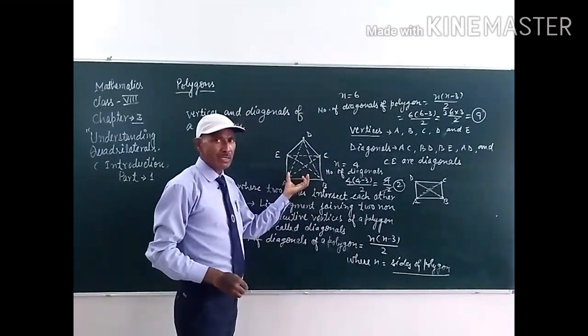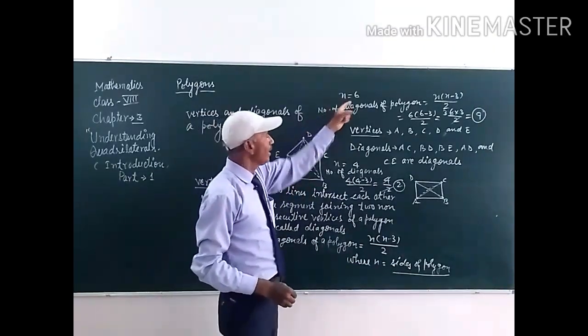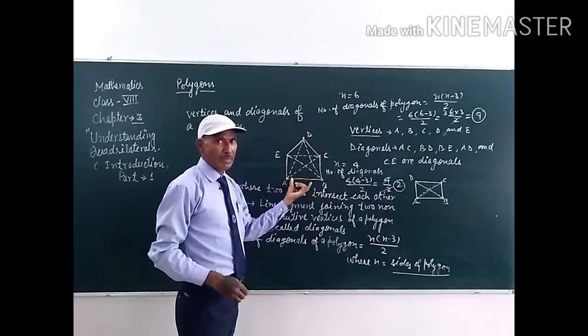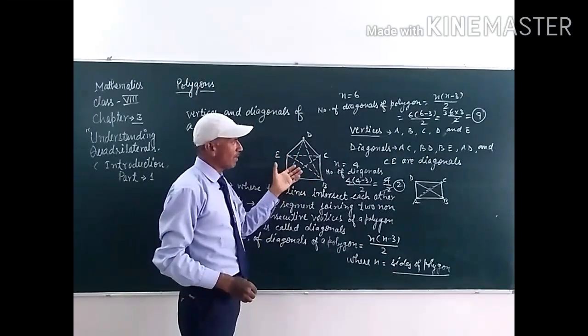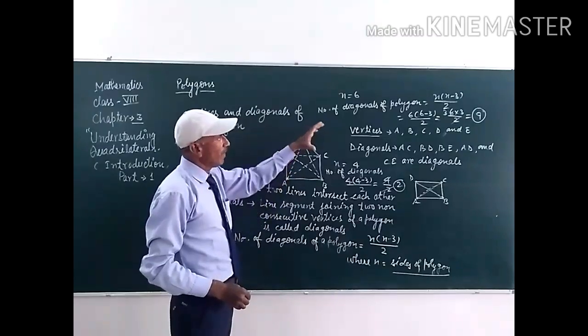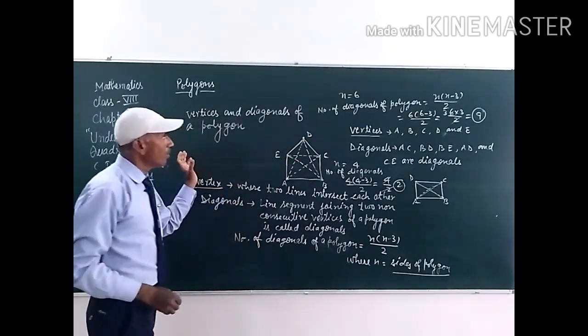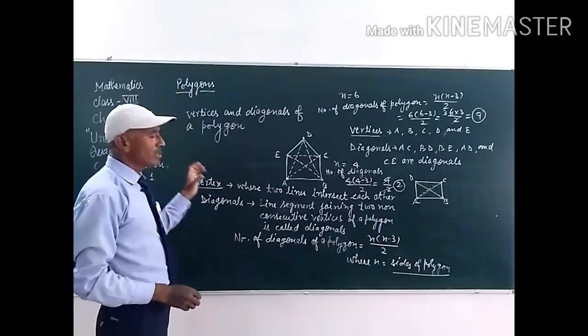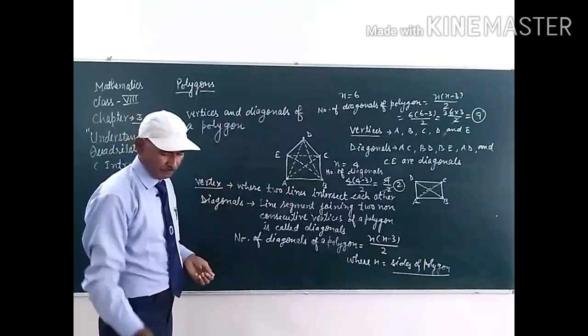In pentagon, you can find it, student. In place of n, there will be 5 because it is 5-sided figure. Pentagon is a 5-sided polygon. So we can find out the number of diagonals in this. So students, now we will study about concave and convex polygon.